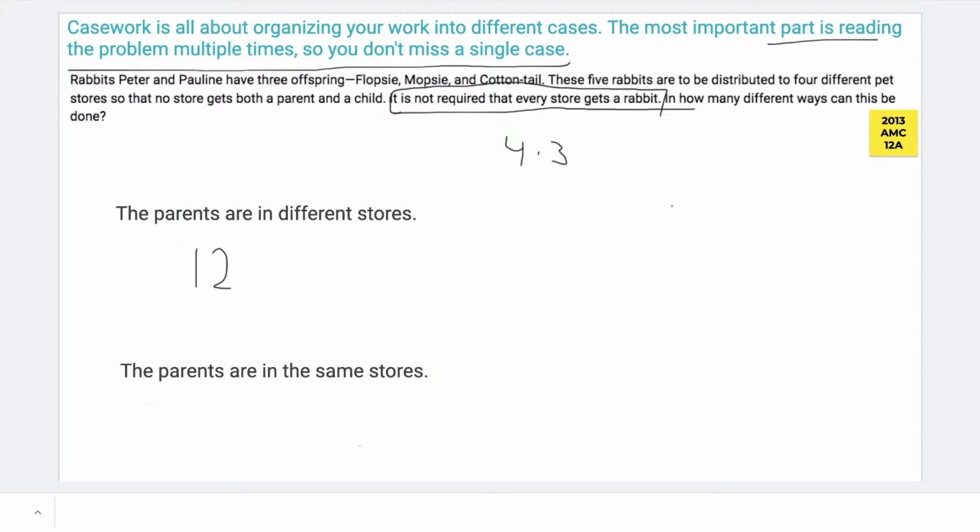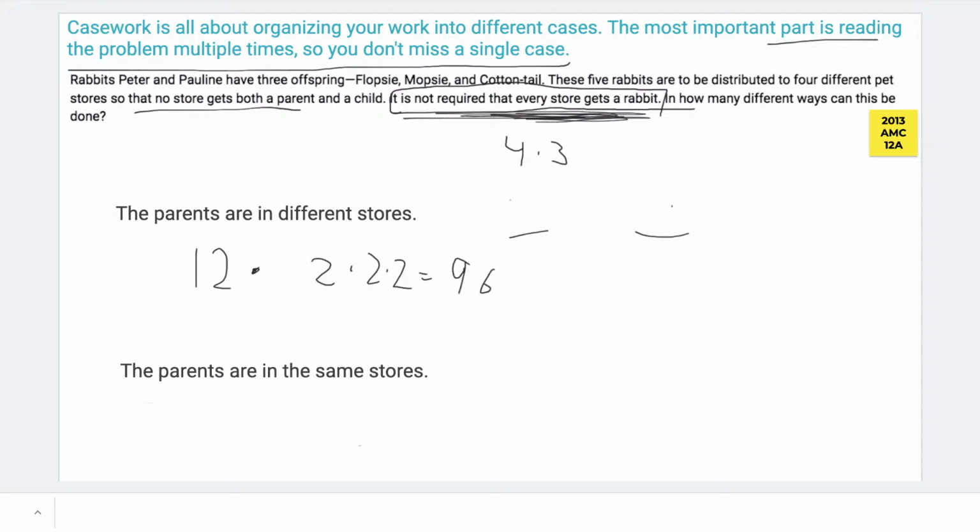But after that, the children can go, and then there are 2 more stores for the others. They have 2 cases: they either go here or here. And it doesn't matter if all 3 go to one store, because it is not required that every store gets a rabbit. The only restriction we have is that no store gets both a parent and a child. So we have 2 cases for each child, either he goes here or here, and that's 2 times 2 times 2, which is 8. 12 times 8 is 96.